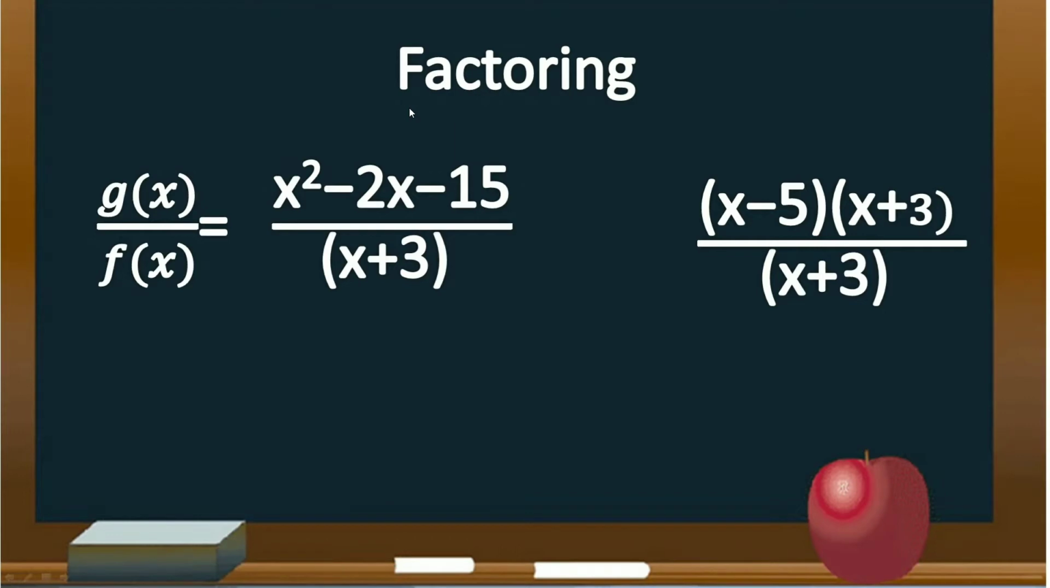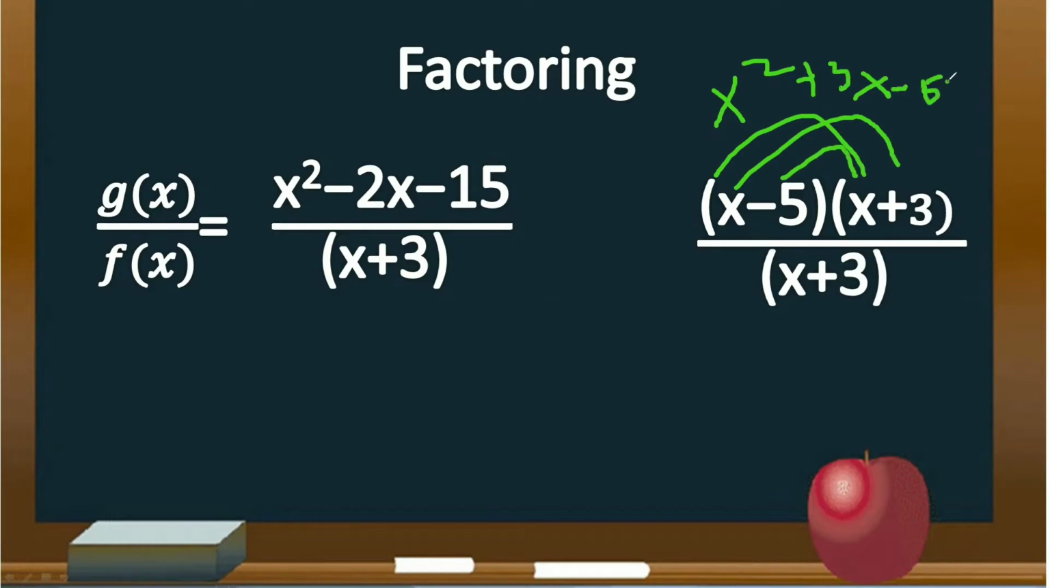To verify whether the factors are correct, we can use the FOIL method. We multiply x by x, we have x squared. x times positive 3, that's positive 3x. Negative 5 times x, that's negative 5x. And then we have negative 5 times positive 3, that's negative 15. Simplifying negative 5x and positive 3x, that's negative 2x. As you can see, we went back to our original equation. Therefore, the factors that we have are correct.